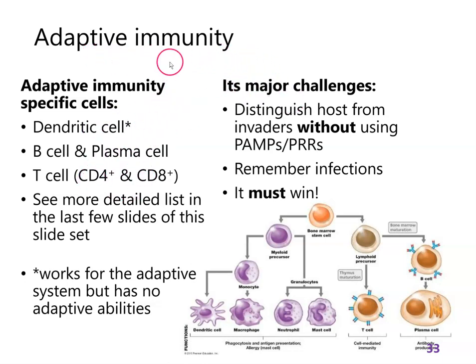The adaptive immune system has to do certain things. Its challenges include knowing self from non-self, even though it can't use pattern recognition receptors. And it has to win. That's the biggest thing. It has to win against anything. So a totally new bacterium, something that doesn't have peptidoglycan or lipopolysaccharide, probably exists, but your adaptive immune system can still beat it. It has to. And so that's one of its major challenges.